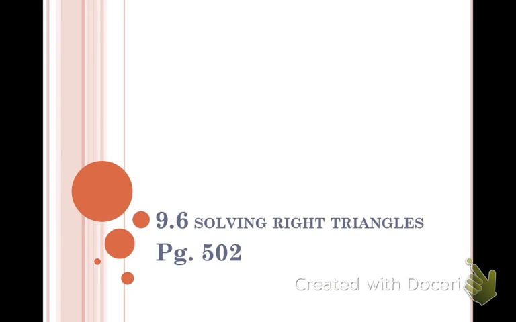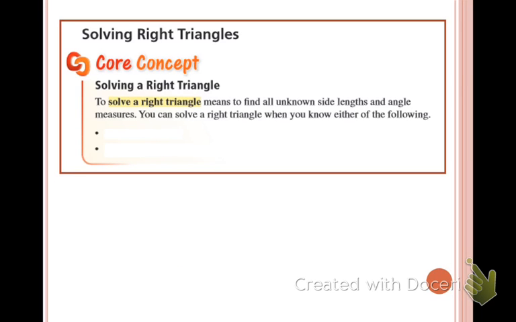So we're going to talk about solving right triangles. You can flip to the next page if you so choose. To solve a right triangle means to find all unknown side lengths and angle measures. I would write this down somewhere. I don't care where you write it. Find somewhere to write it.